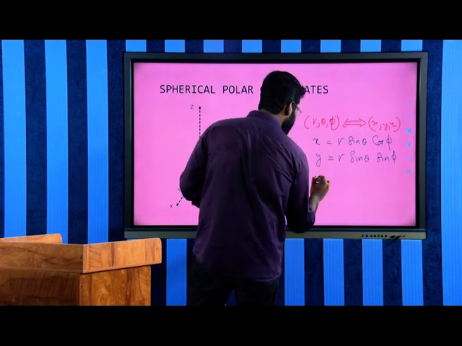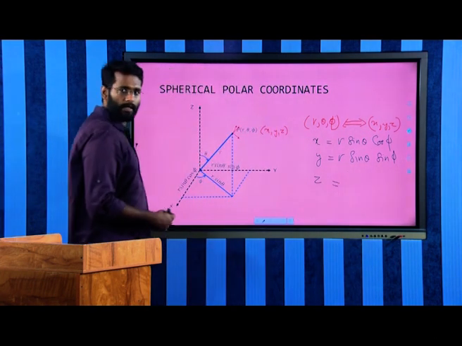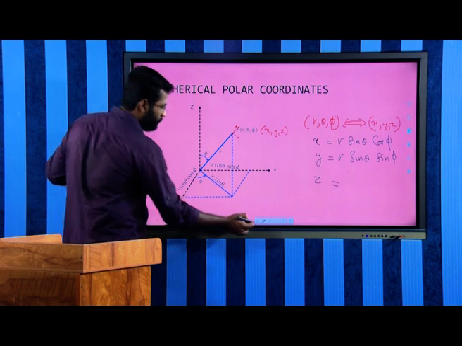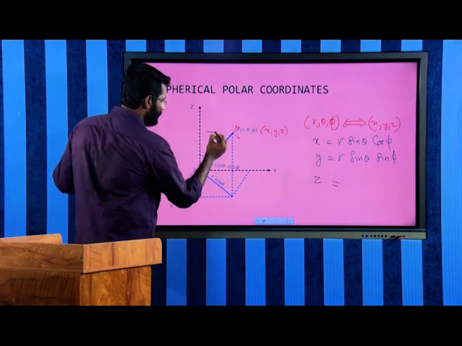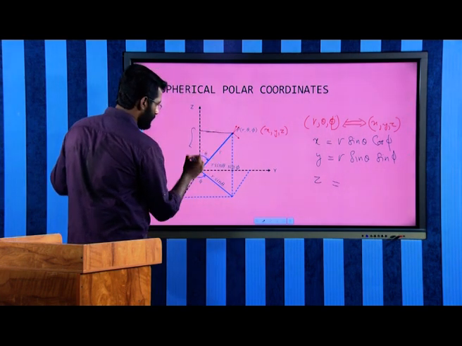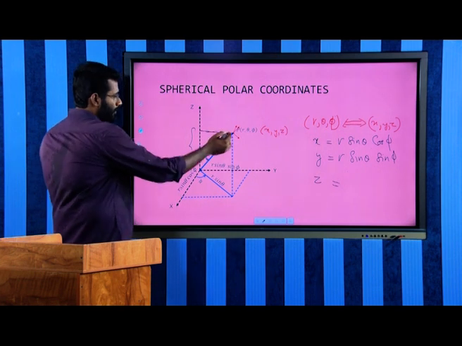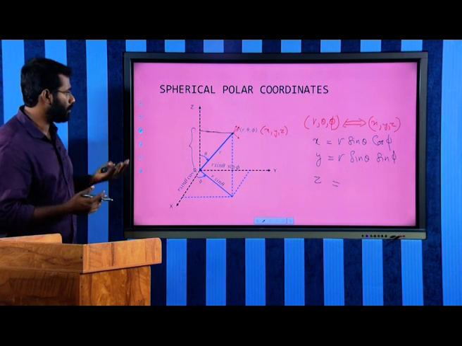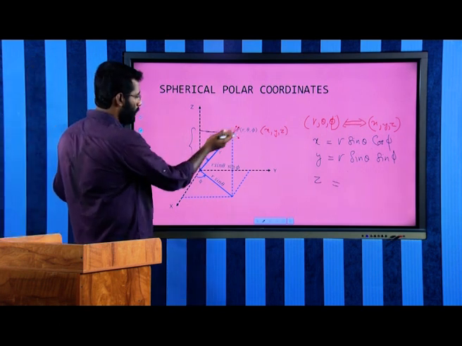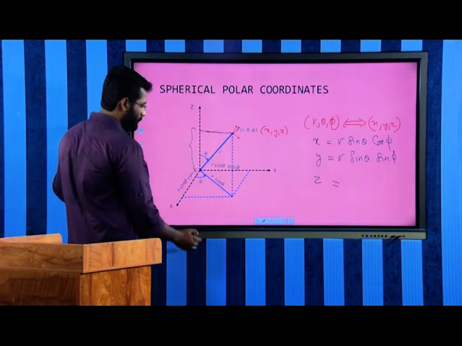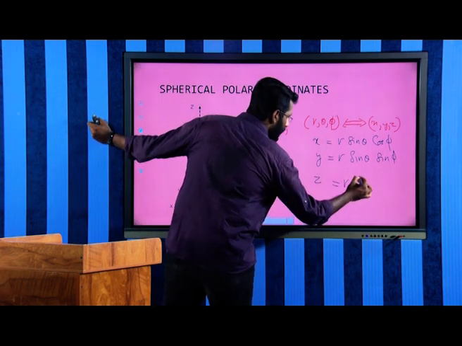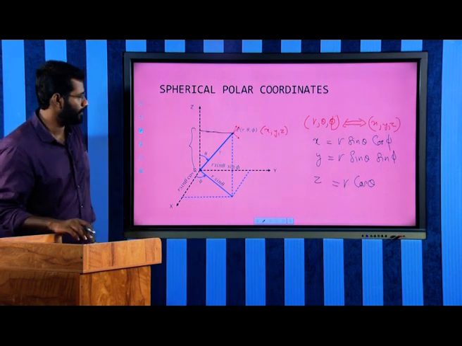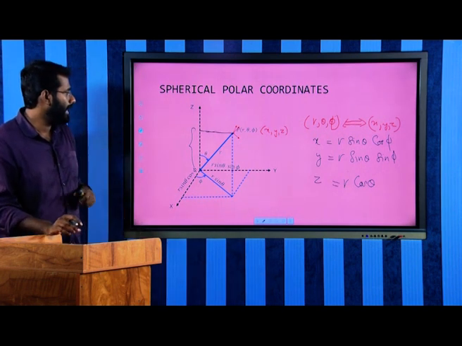Now what about the last one, the z? Here you can see this is r and this angle is theta. The z component is actually the projection of r along the z direction. So the z component is the cos component of r, that is r cos theta. So we can compute each of them individually. That is about x, y and z.